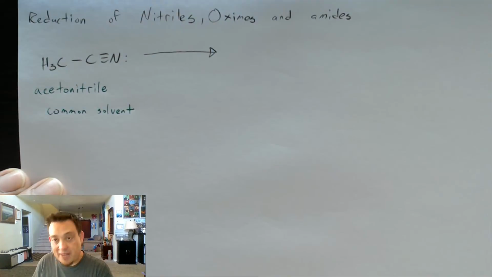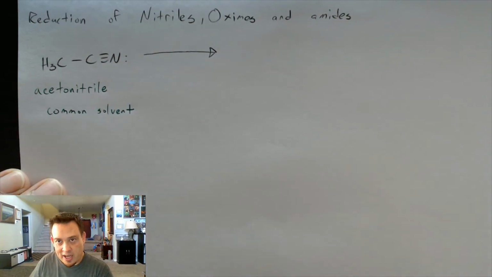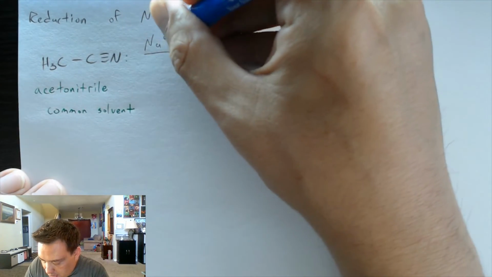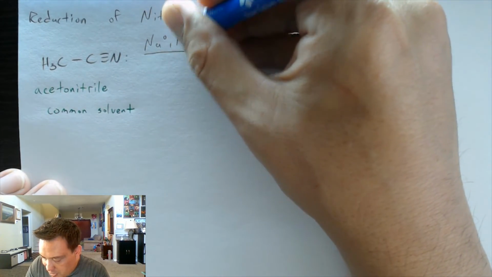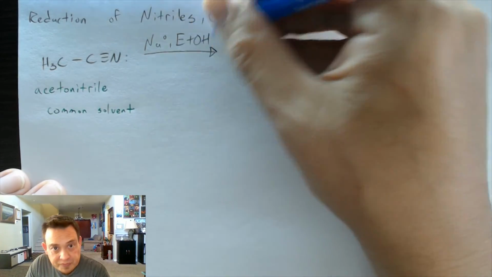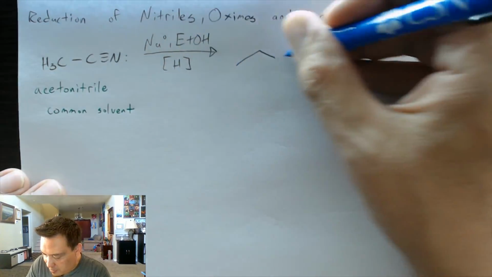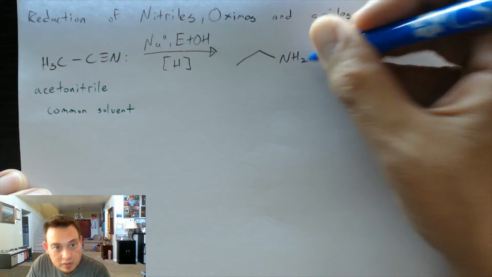And it turns out that if you could do a reducing process on this one, and it's done with sodium metal and ethanol. This is a reduction, and you're going to get ethylamine from this. Like that.